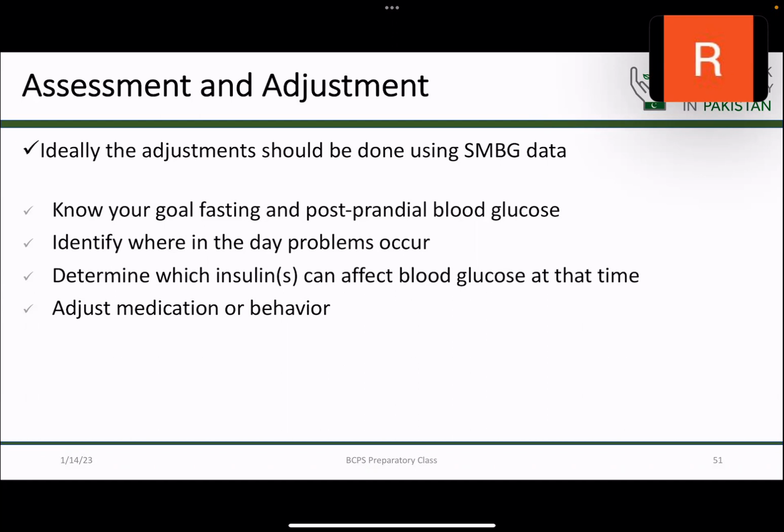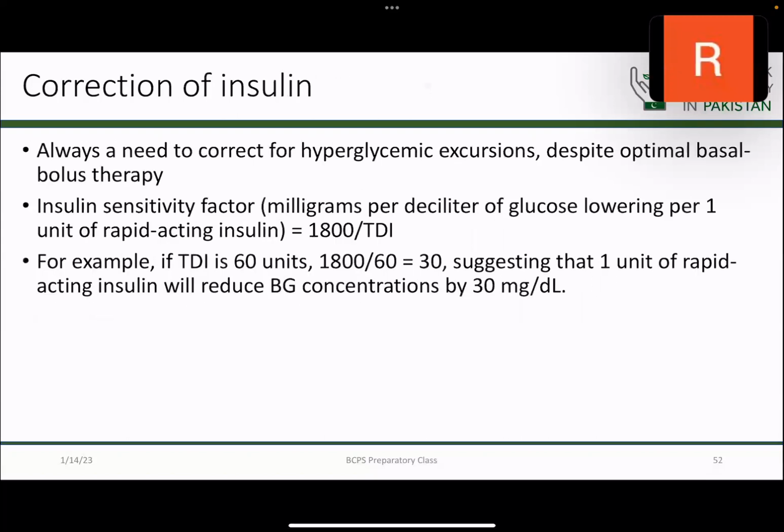You have to adjust the medication or the behavior of the patient. Sometimes you have to adjust the medication only, but sometimes you have to adjust the behavior of the patient: what the patient should eat, and if the patient is taking different food, how he or she should calculate the dose of insulin based on different carbohydrates, different protein contents or different food contents.